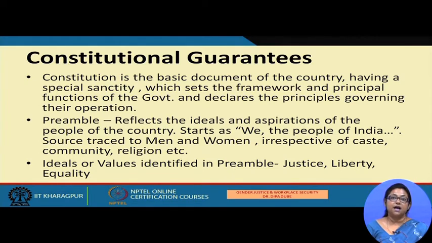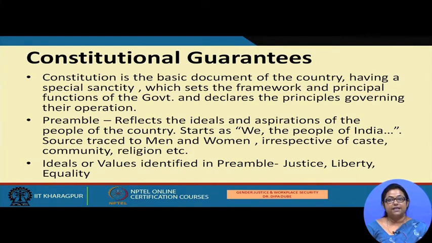The Constitution starts with the preamble, which reflects the ideals and aspirations of the people of the country. It starts with the words, "We, the people of India," and then it goes on to establish the various ideals and values for which it stands. If we see the words "we the people of India," the source can be traced to all the people of the country, irrespective of caste, community, religion, sex, etc. So, therefore, it is the men and women of the nation who have given to themselves the Constitution, the supreme law of the land.